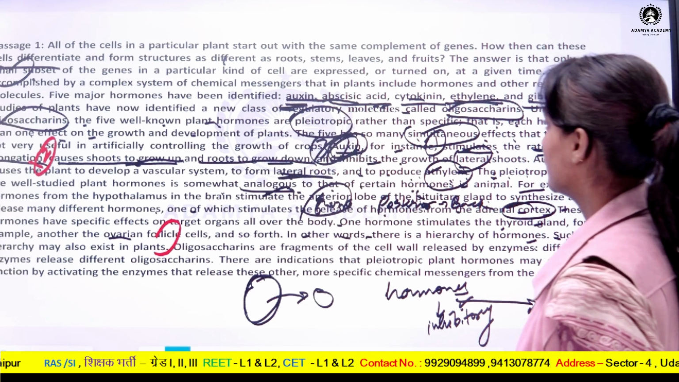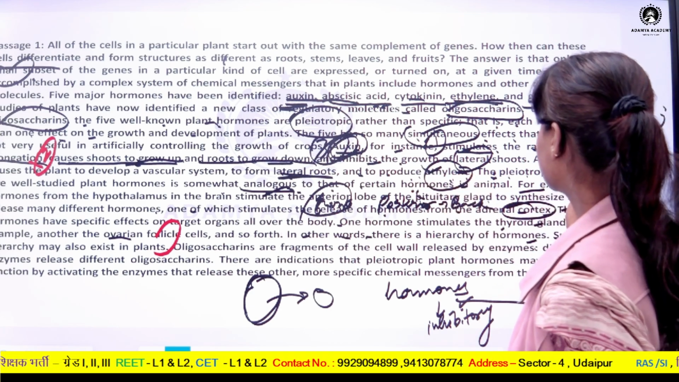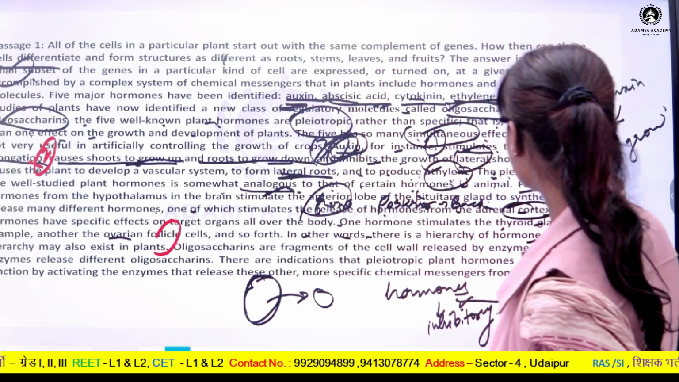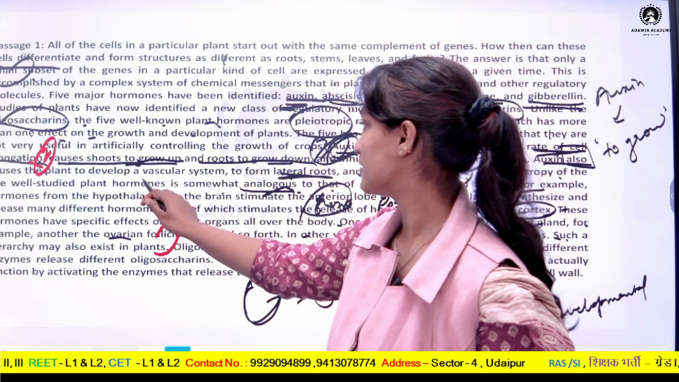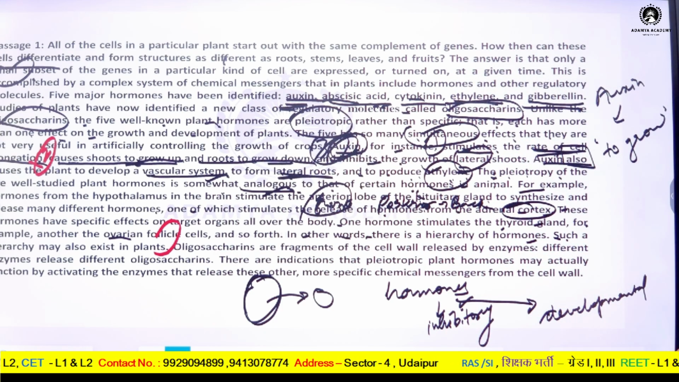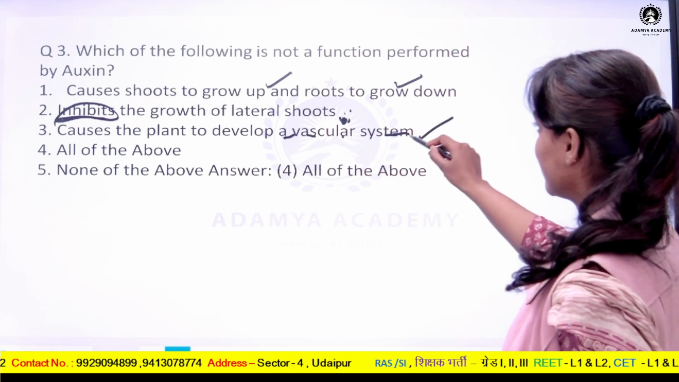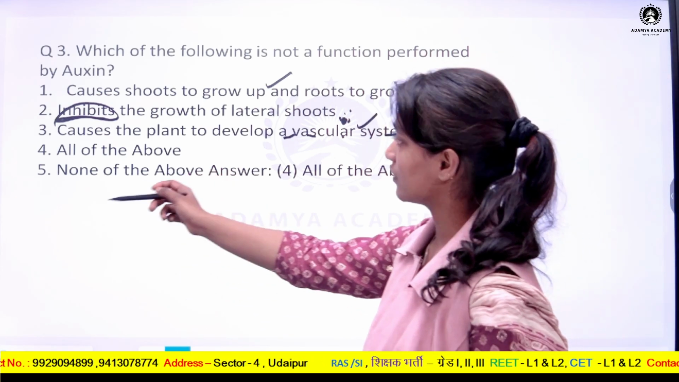And also read the next line as well. Auxin also causes the plant to develop a vascular system. It helps the plants to develop a vascular system. So this is also a right option, all of the above.